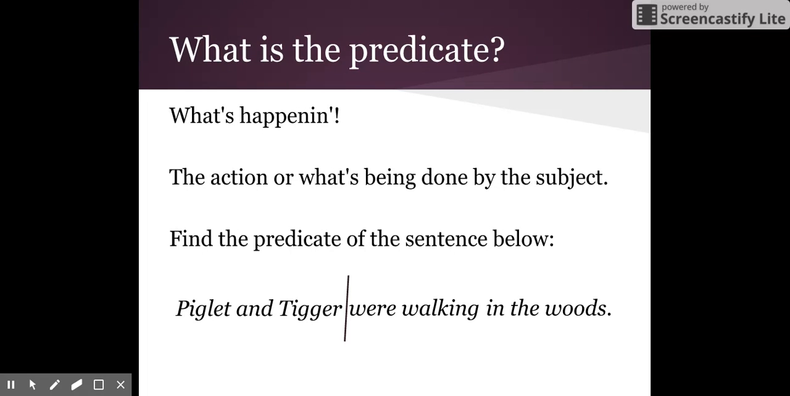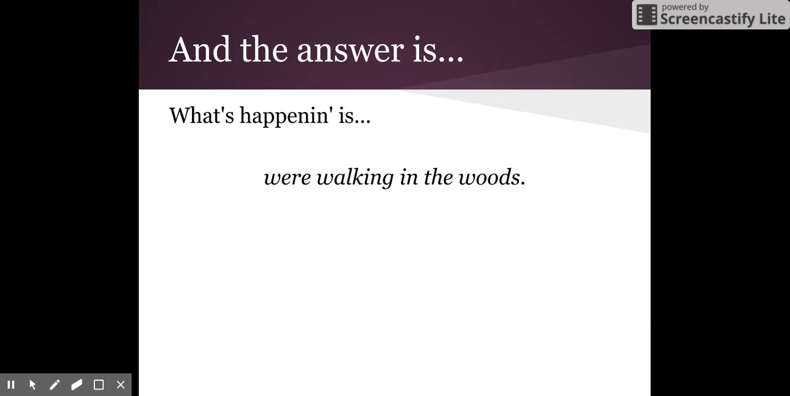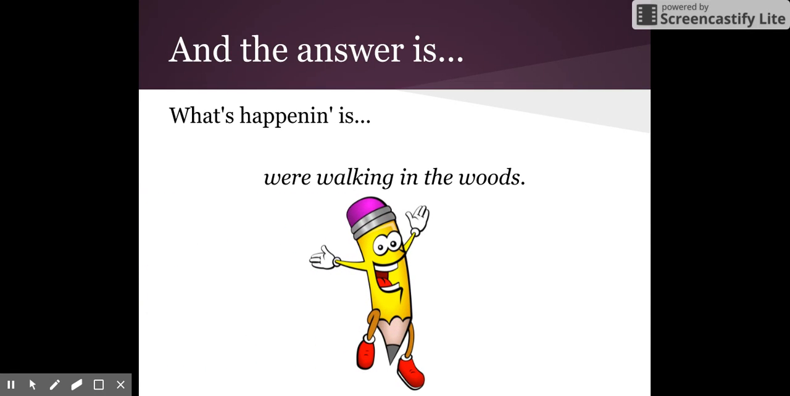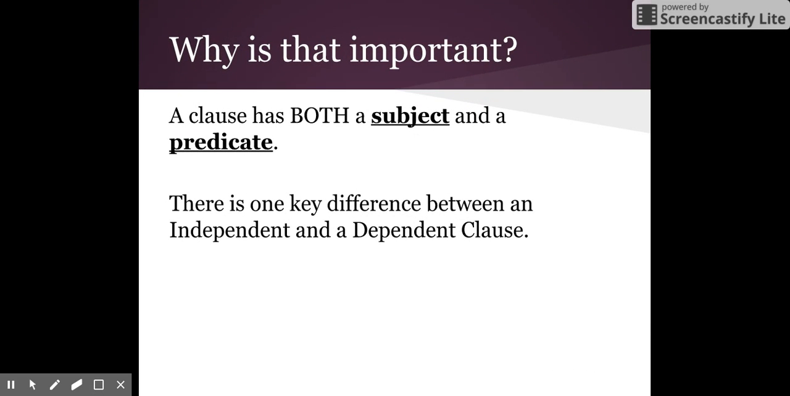Now our work on the previous slide will make finding our predicate really easy. First, what's a simple predicate? Simple means really, really basic, and that is we're walking. The complete predicate, and if we have something that is complete, we have all of it. The what's happening, the entire one, the complete predicate is we're walking in the woods. Why is all of that important? A clause has a subject and a predicate. So everything that we learned is going to be really important to what's coming next.